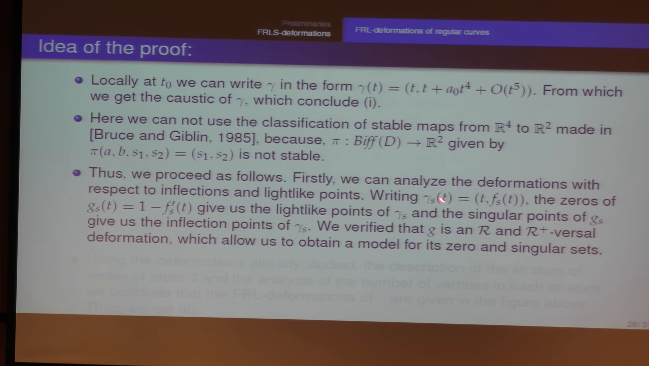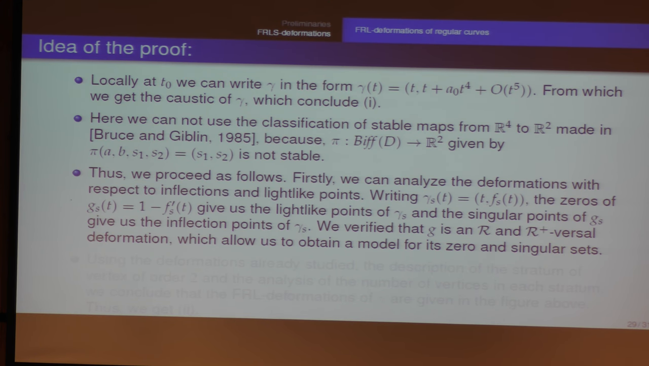First, we can analyze the deformations with respect to inflections and light-like points, writing the deformations in this form and observing that the zeros of this family give us the light-like points, and the singular points of this family give us the inflection points. And then we can verify that this family is an R and R-plus versal deformation, and obtain the model for its zero and singular sets. Now we can obtain the bifurcations with respect to light-like and inflection points.